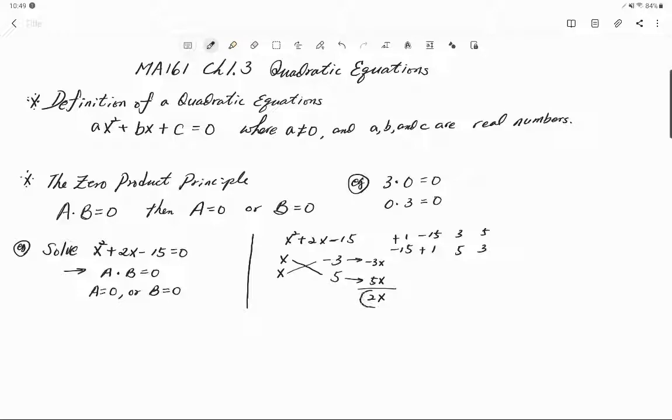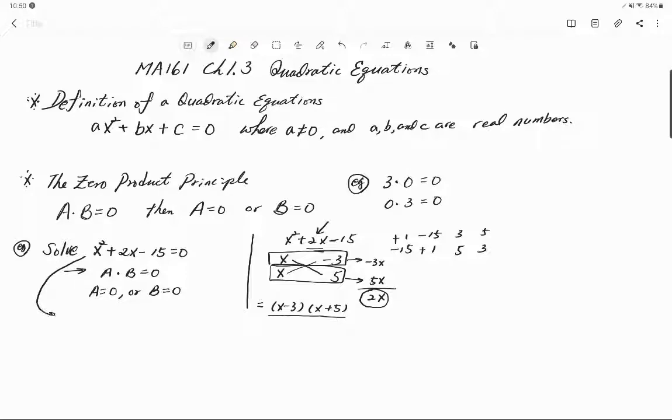Finally, compare this result. The sum of these two cross products is equal to the middle term. Then we found the two binomial factors. Can you see here? The first line and the second line, these two binomials are the factors. So we can write it as x minus 3 times x plus 5. These are the two binomial factors.